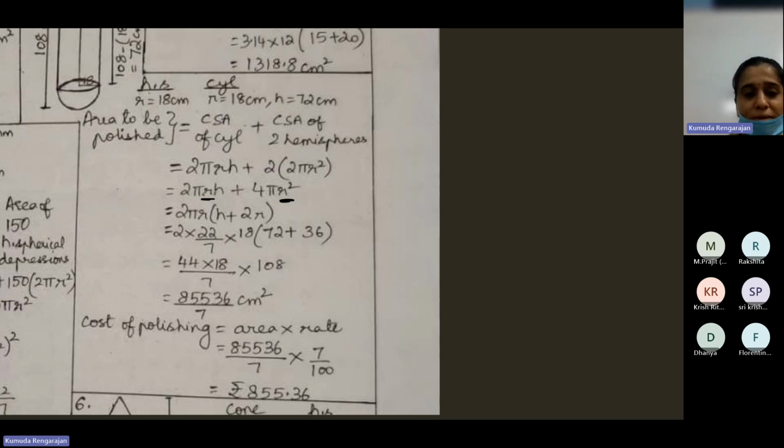So the expression is 2 pi RH plus 4 pi R square. I've taken out 2 pi R common because R for the cylinder and R for the hemisphere is the same. So you get H plus 2R. Substitute the values. Fraction I've kept as it is and multiply that with 7 by 100. That's it.